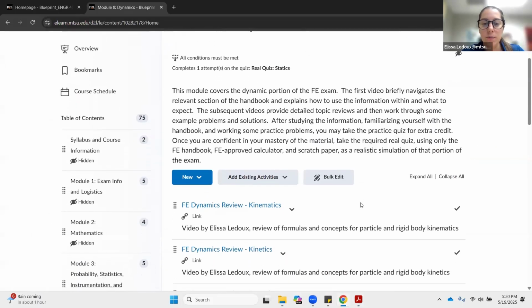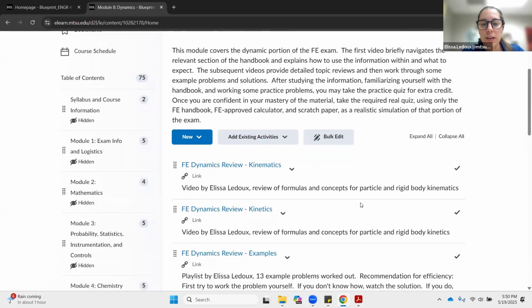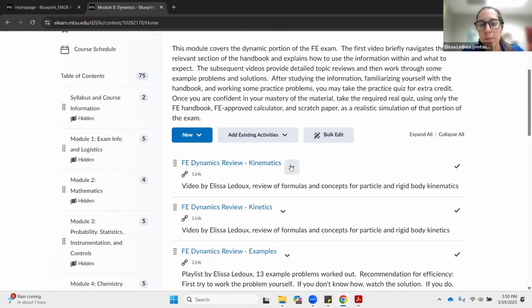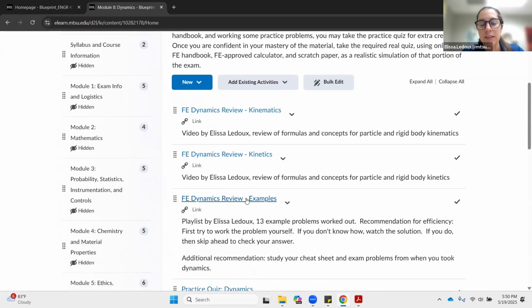Looking at this section, there are two review videos here. One on kinematics, so position, velocity, acceleration in the absence of forces. One on kinetics, which includes the forces and torques. And then this playlist here has example problems of all the different types that you might see on the exam. I would recommend that you try to work the problem yourself and only watch the actual video if you don't remember how to do it.